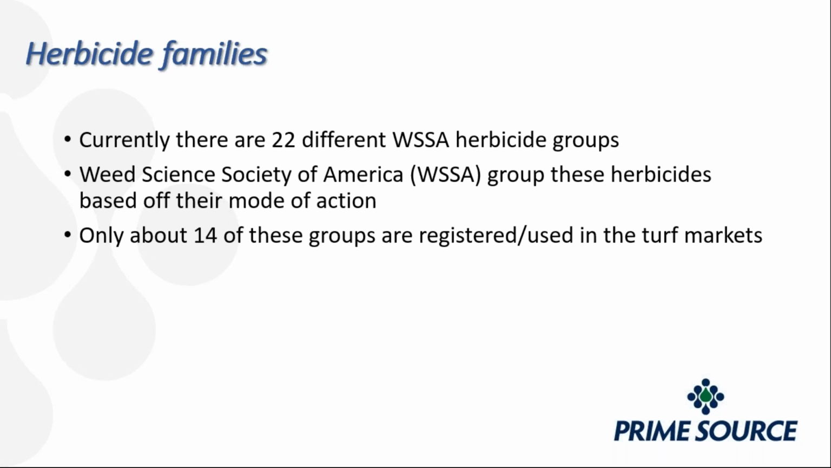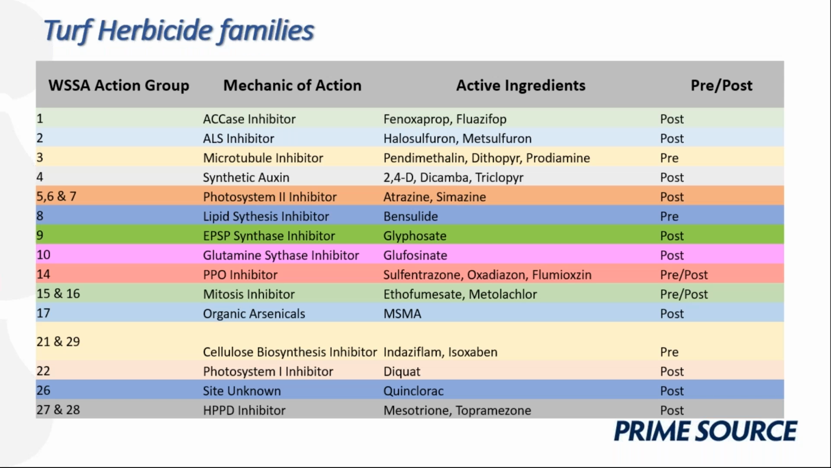So let's get started. There are currently 22 different WSSA herbicide groups. These herbicide groups come from the Weed Science Society of America. That is what WSSA stands for. However, there's only about 14 groups that are registered and regularly used in turf. So here is an example of the common ones used in turf.